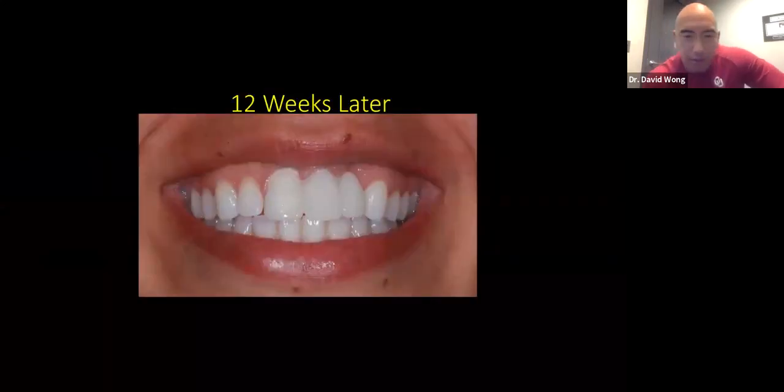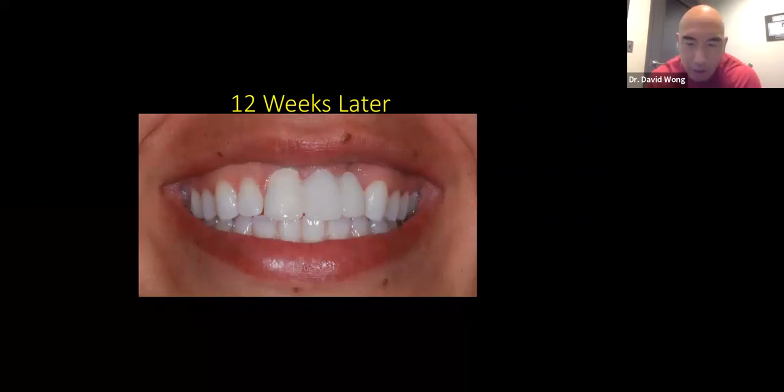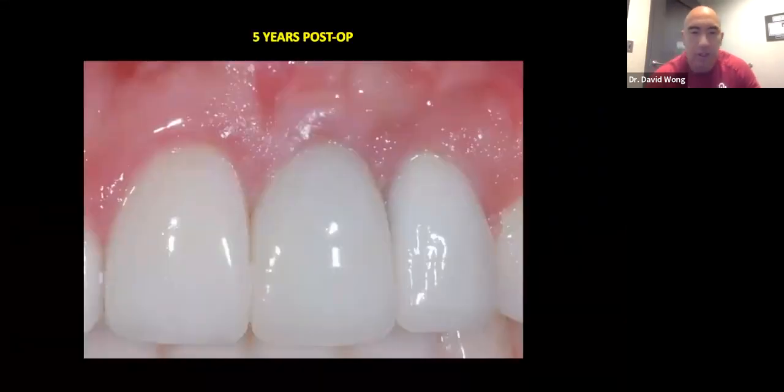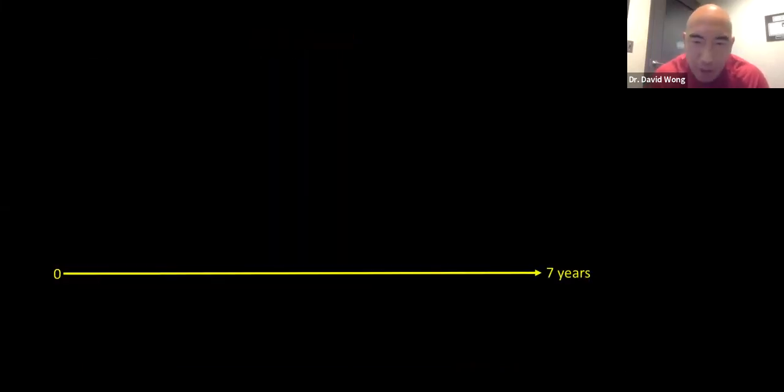This is what she looked like at 12 weeks, which she could have looked better if we would have remade the provisional. But at any rate, her dentist eventually got her into a final restoration, and this is at 5 years, and you can see that here we've got the gingival margins of 8 and 9 even, and then we actually have some papilla between 8 and 9 and 9 and 10. Not big, gigantic papilla, but we have something.